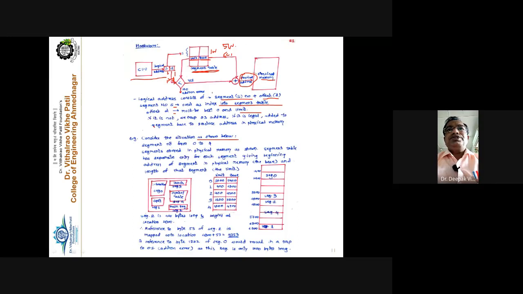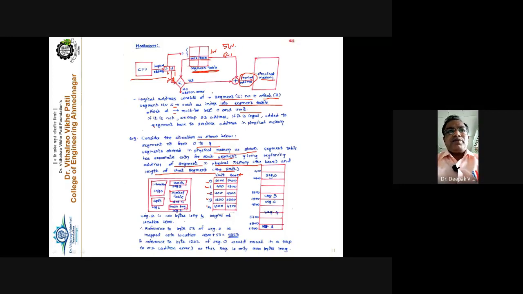For example, consider the situation shown below. Segment numbers 0 to 4 are mentioned here: segment number 0, 1, 2, 3, and 4. These are the 5 segment numbers given. Segments are stored in physical memory as shown in the figure. The segment table has a separate entry for each segment, giving the beginning address of the segment in physical memory, that is the base address, and the length of that segment, that is called the limit. The base address means from where that particular segment starts in the main memory.